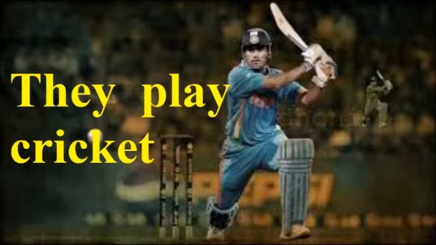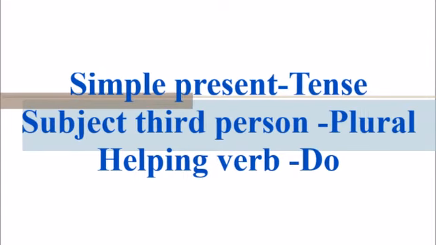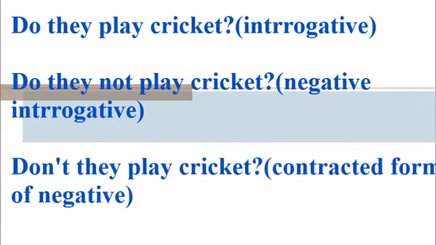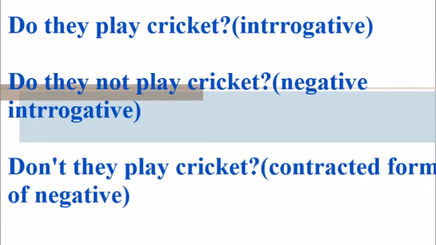Take the next example. They play cricket. Here the tense is simple present and the subject is third person plural. Therefore the helping verb is do. Do they play cricket? Do they not play cricket? Don't they play cricket?